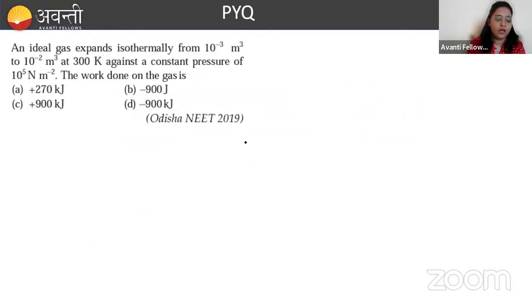So here, an ideal gas expands isothermally from 10 raised to -3 meter cube to 10 raised to -2 meter cube at 300 Kelvin against a constant pressure. Pressure is given. We need to calculate the work done. Here we know the formula: W is equal to minus PdV, which is minus P times V2 minus V1.